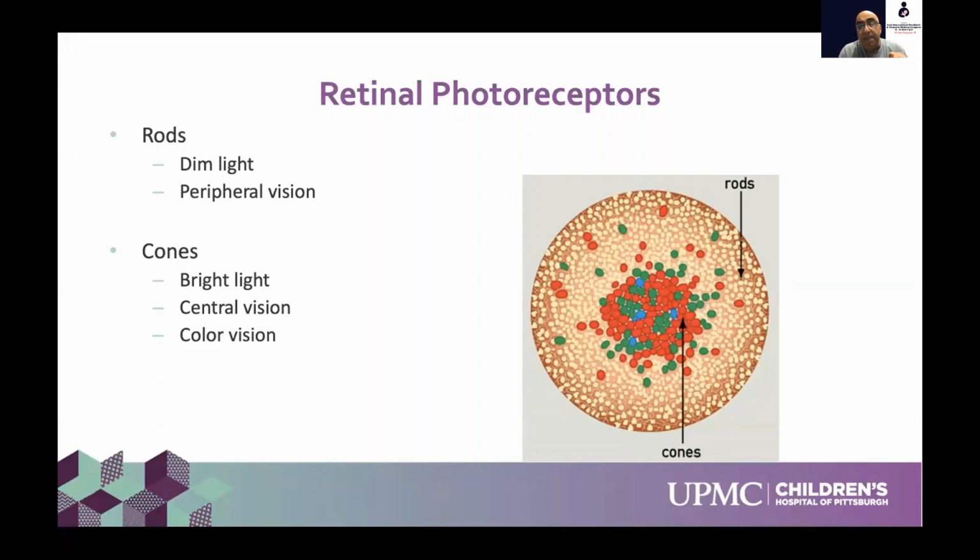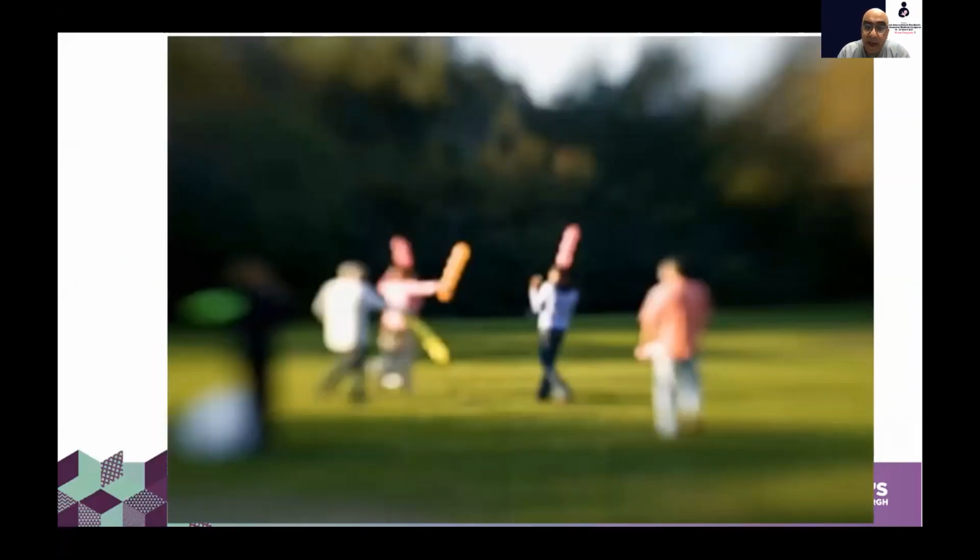Rods help you look in dim light and peripheral vision. Cones help you look in bright light, central vision, and color vision. Just keep that in mind when we talk about retinal dystrophies.